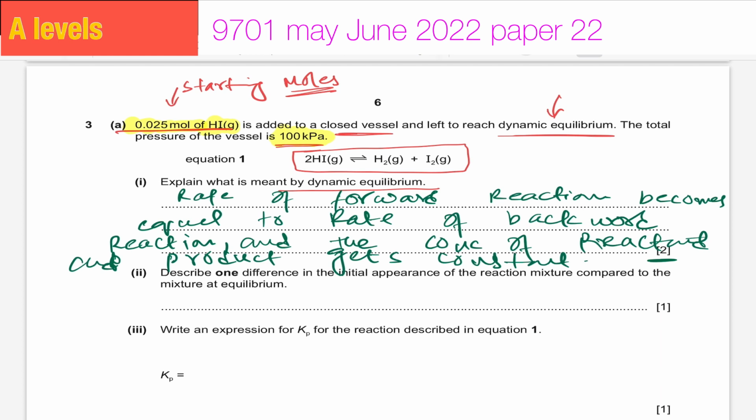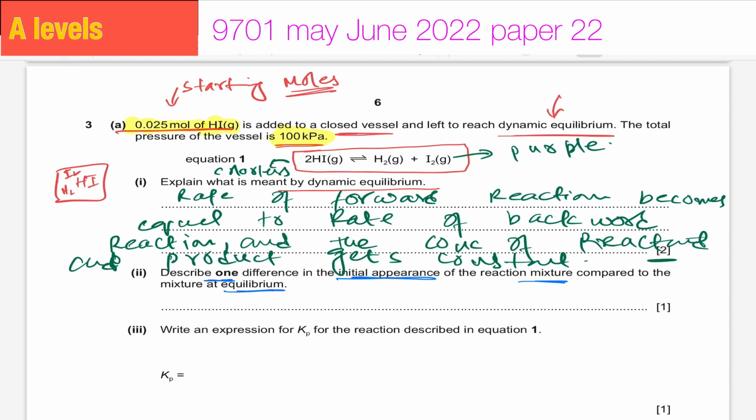Now the next part says: describe one difference in the initial appearance of the reaction mixture compared to the mixture at equilibrium. You can simply assume that initially we had only hydrogen iodide present in the reaction mixture. But once equilibrium is established, we have hydrogen as well as iodine gas present. Now hydrogen iodide is a colorless gas and iodine is a purple gas. So that means the color of the reaction mixture will change from colorless to purple.